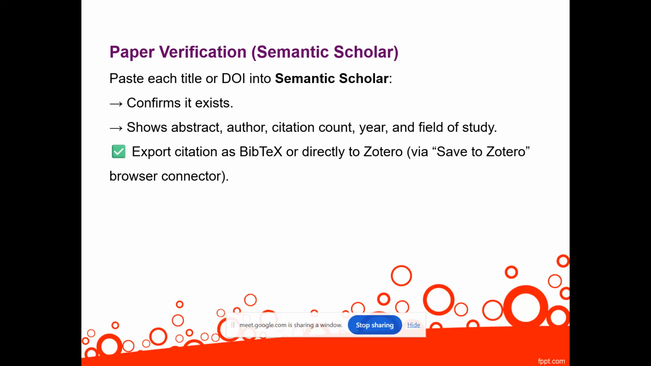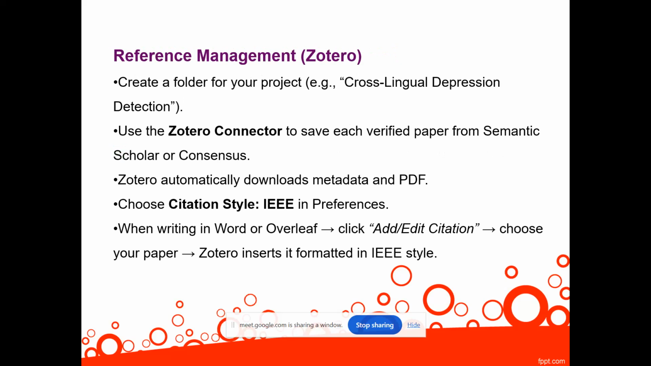Then we can also export the citations directly to Zotero, using its browser connector. Today I will show you how to use Zotero also. Zotero is a reference management tool. Here we can manage all the references automatically according to the format we expect. When we embed them, it will give us the exact references and citations when we draft the paper. A Word plugin is also available, and it is available for LaTeX too.